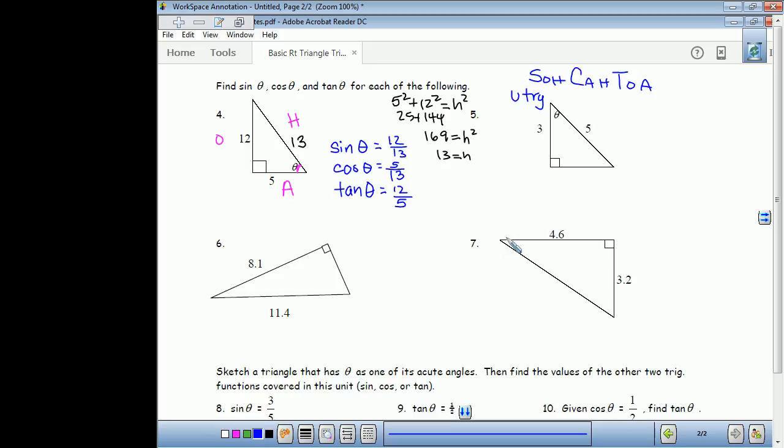Do we do 6 and 7 too? 6 and 7, you're going to need calculators, and mine aren't out right now. So can we use our phones? That might be good.